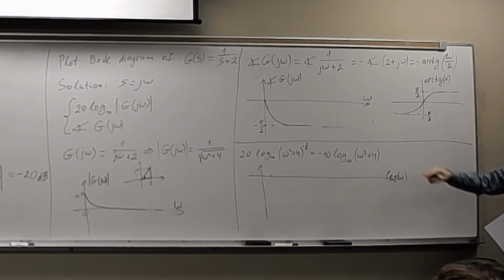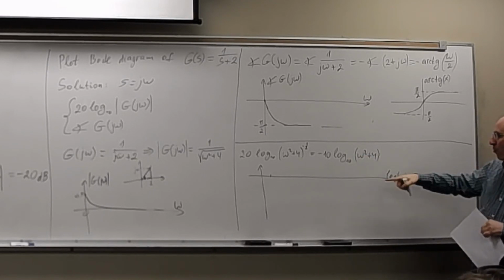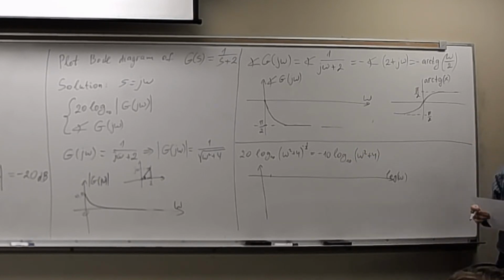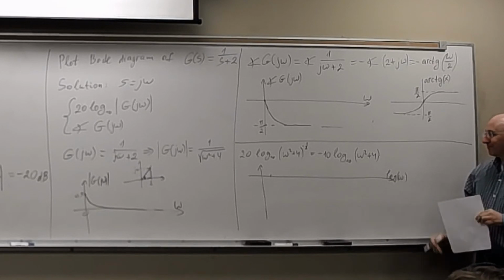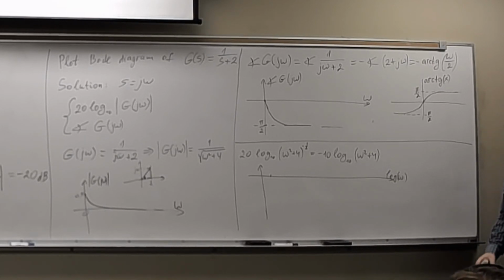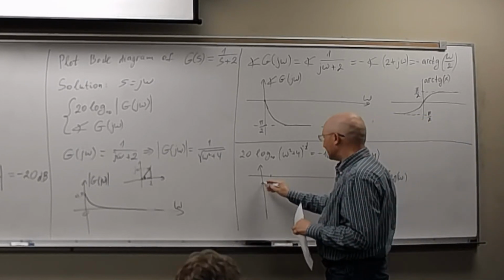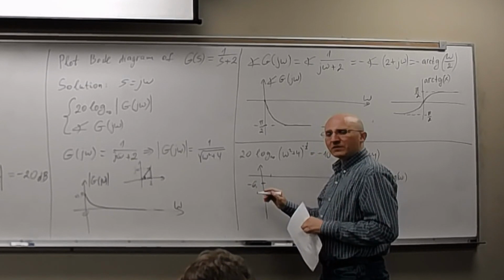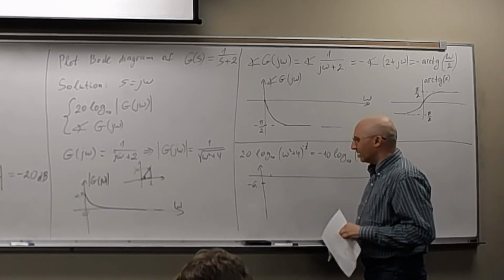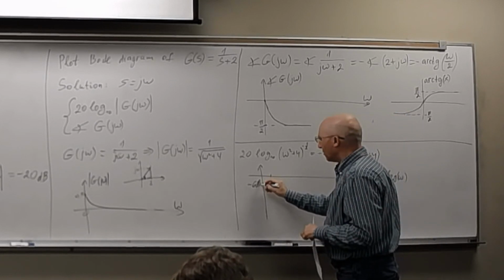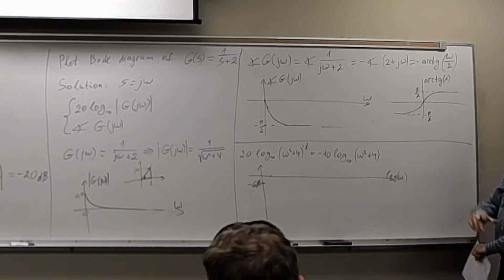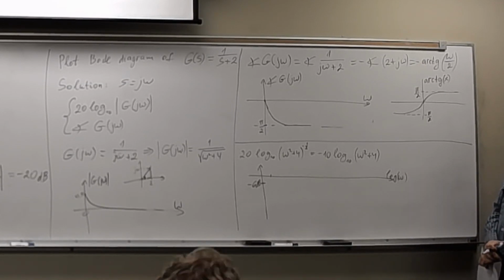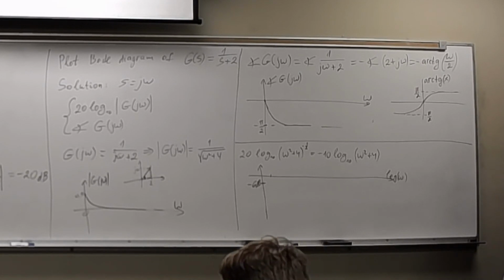But what happens here for 0 omega? You get log 10 of 4 times minus 10, so it will be some number, right? What will be that number? Do you have a calculator? Let's do that. Okay. Negative 6.02. Approximately negative 6 dB. So it will start from here. Now, interestingly, almost nothing will happen to that thing until it gets to the pole. So it will be almost flat.